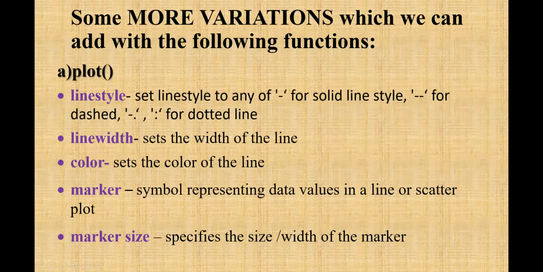Okay. Now some extra variations. That is the minimalistic thing which you can do with your chart, basic things. Now with the plot, I can specify the line style, the line width, the color, the marker. Marker is important, I believe, because with the marker, it highlights the points, where X and Y meet. It highlights those points.